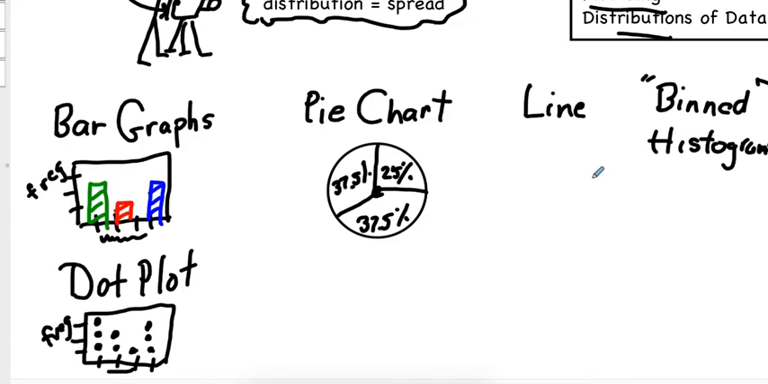All right, moving over to line data. Line data is different in that you're going to have a title and increments. Sometimes I call these tick marks across the bottom.